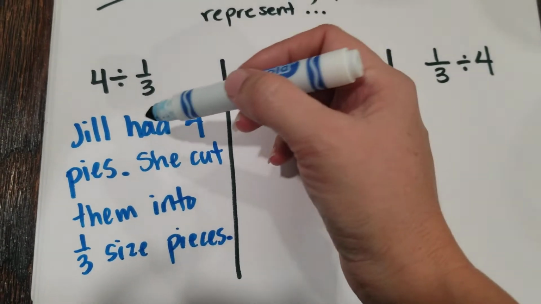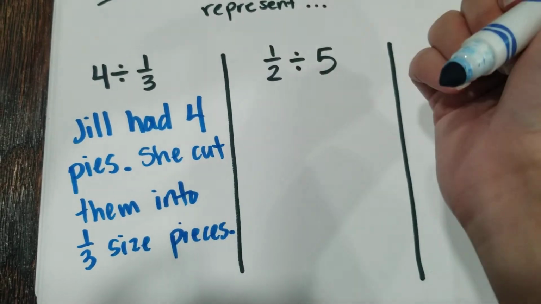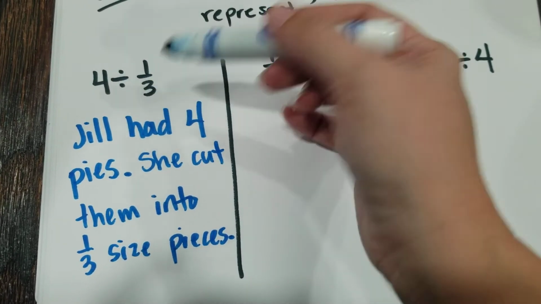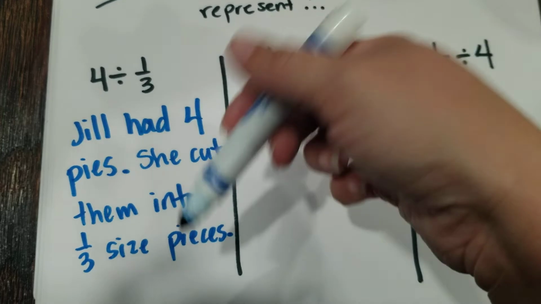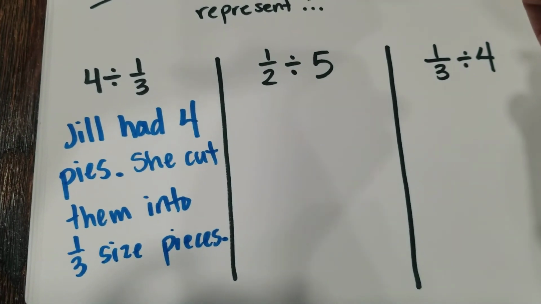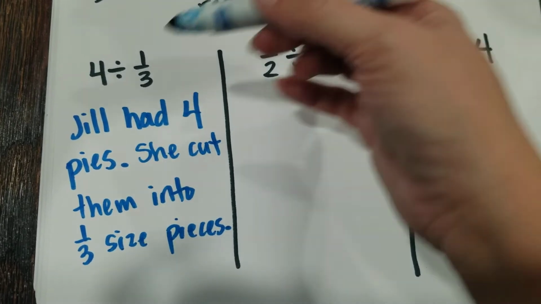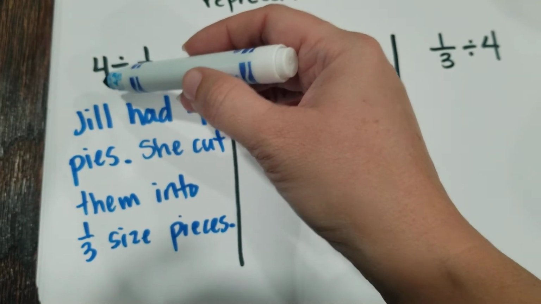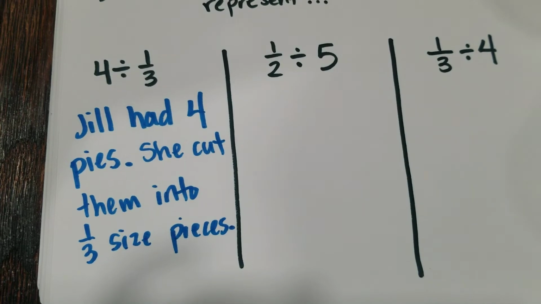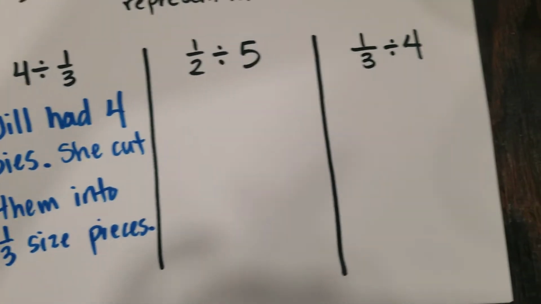And there's my story problem. So she had 4 pies. She cut them into 1/3 size pieces. And that is exactly what my problem shows. And there's my answer. So my answer is writing my story problem. You have to make sure that the correct number, the first number in the division sentence, is the item that's being cut, the item that's being split. Okay, let's look at one more.